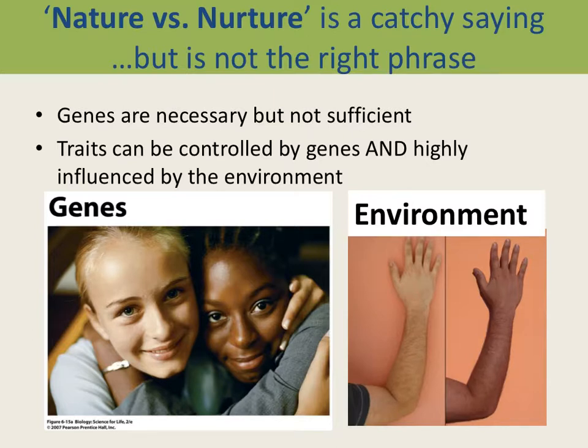Okay, so genes are necessary but not sufficient. Traits can be controlled by genes and highly influenced by the environment. As we see, we've got pigment genes, and here we have a child with very light skin on the left and her friend with very dark skin on the right. There are differences in the alleles that result in skin color.